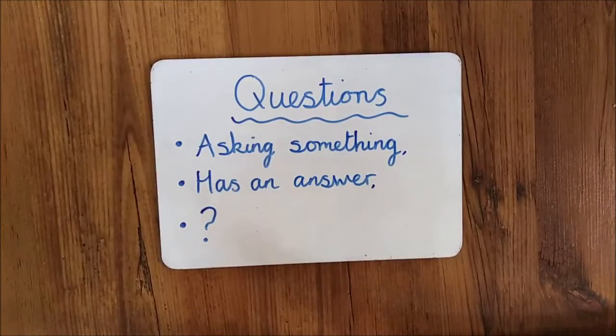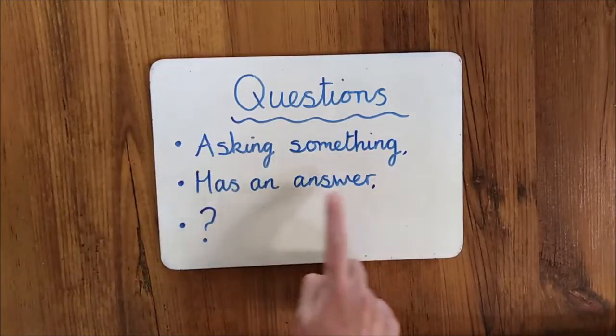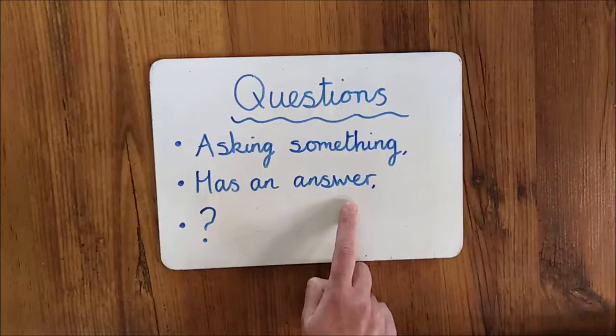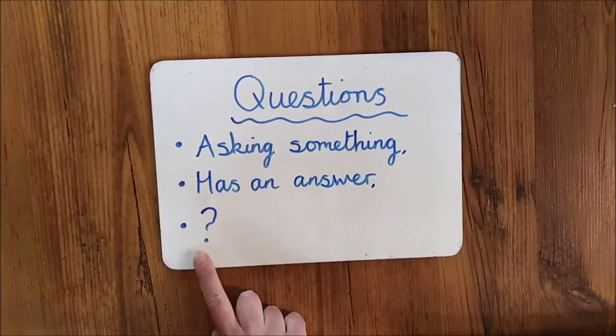First of all, we're going to think about questions. So a question is when you are asking something and it always has an answer. And the punctuation that we always have at the end of a question is a question mark, which looks like this.